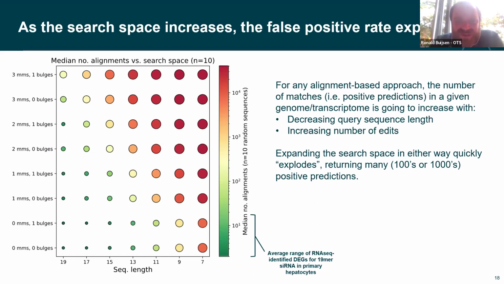So, question from Randon. Nowadays there are many chemical modifications to siRNAs. Any idea how to incorporate this into your in silico prediction model? Interesting question.